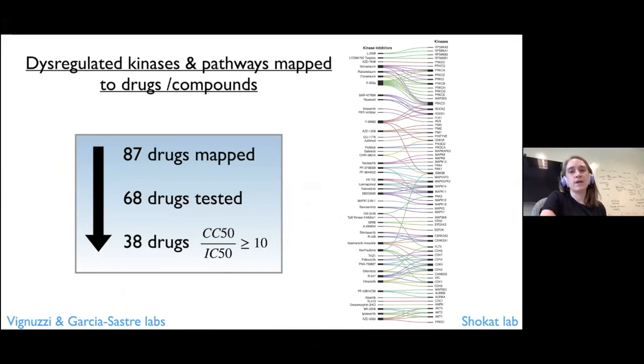And what I think is very pleasantly surprising is that for more than half of these drugs, we found that their cytotoxicity concentration was far greater than their IC50 concentration, making them potential candidates to move forward with testing.